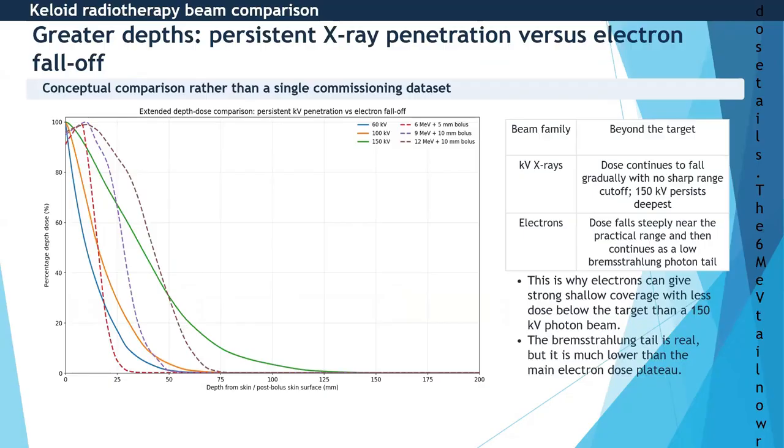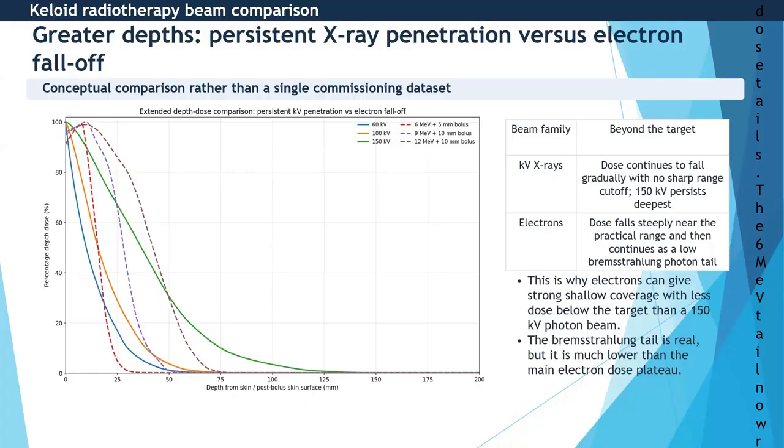Now, this is actually a comparison of the depth doses. So we've got the bolus electron fields and the X-ray fields, and you can see there is quite a quick drop-off with the X-ray fields, except when one goes to the 150 kV, it's more penetrating. Now, if we're interested in small depths and a reasonably quick fall off, then 100 kV is actually very good.